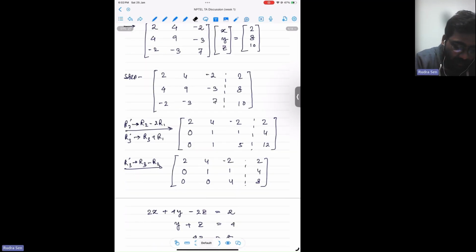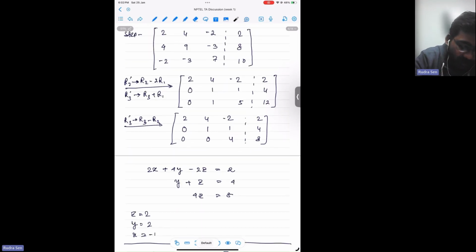So here, our first operation: we need to make these two elements 0. For that, we have to change row 2. That means row 2 minus 2 times R1. We can make this term 0, and then we have to change these things. The new row 3 would be R3 plus R1. Therefore, we get unchanged row 1, then changed row 2 and row 3.